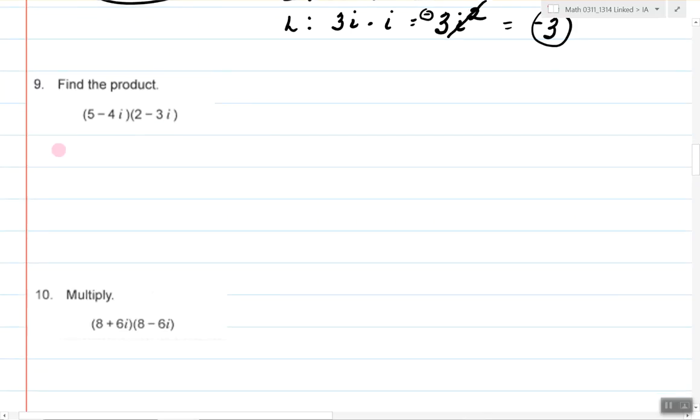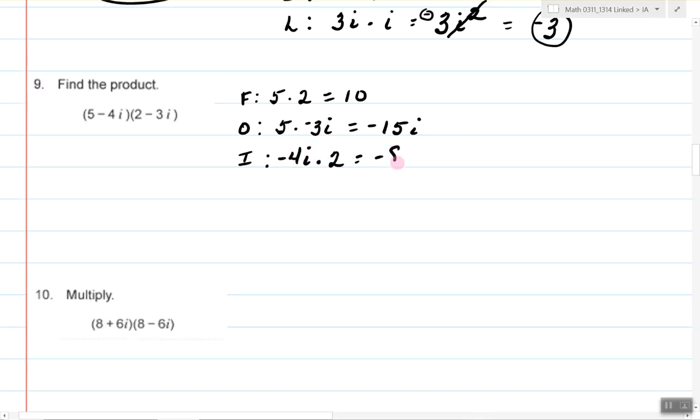Let's look at number 9. Once again, I'm going to try FOIL. Product of the first, I have 5 times 2, which is 10. Outer, I have 5 times negative 3i, gives me negative 15i. Inner, I have negative 4i times 2, which gives me negative 8i. We go ahead and combine those to be negative 23i.